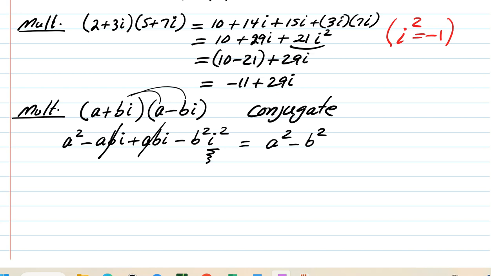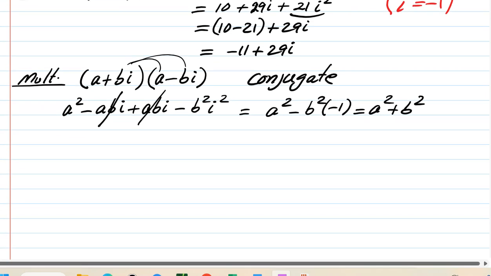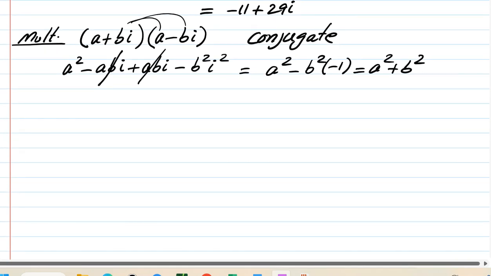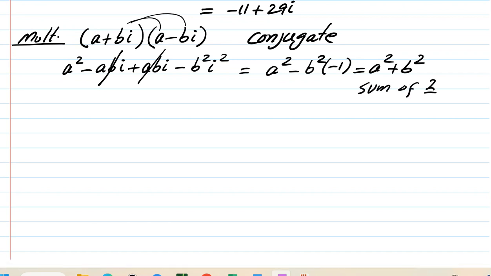But then i squared, remember we just said i squared is -1. So that makes this a squared plus b squared. And that's interesting because when we multiply complex conjugates, the result is going to be a sum of two squares. And remember, when we talked about factoring in our review, we mentioned a difference of two squares was factorable, but not a sum of two squares, right?